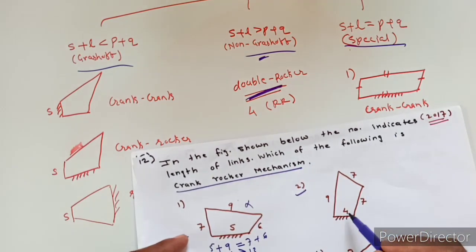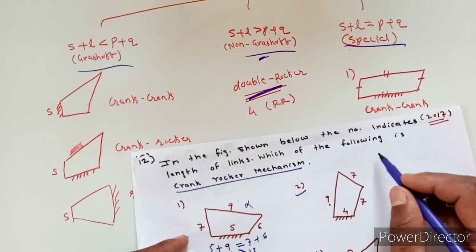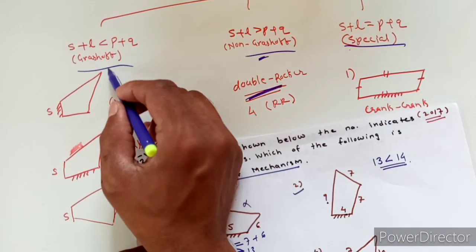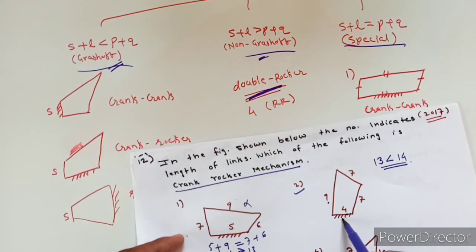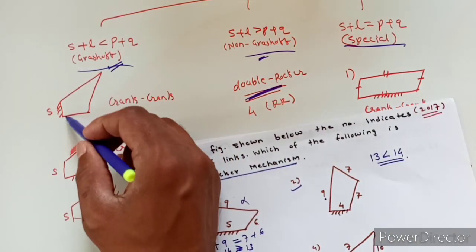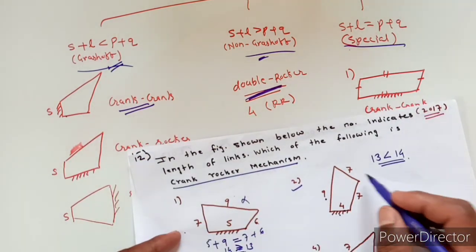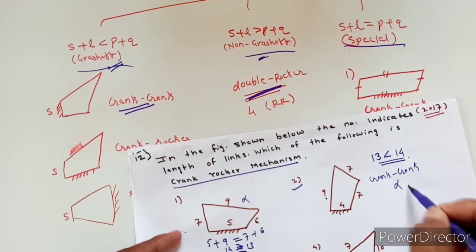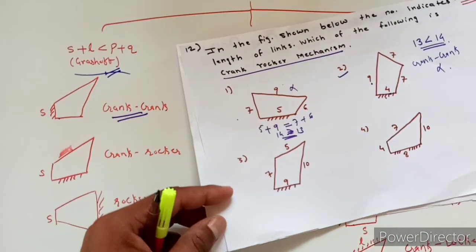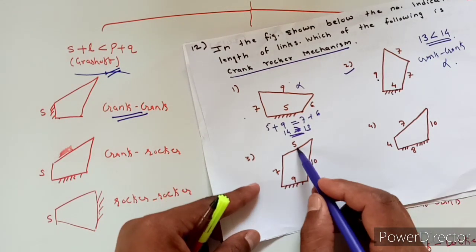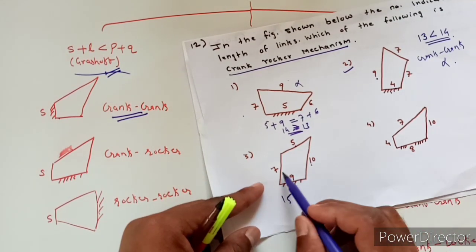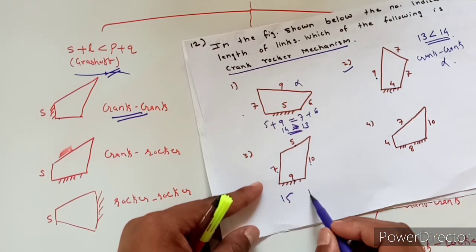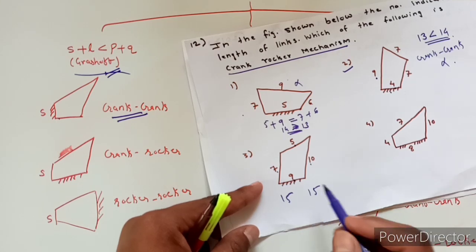Number 2, S plus L, 4 plus 9, 13, and 7 plus 7, 14. So S plus L is less than P plus Q. This is a Grashofian linkage. And the shortest link is fixed. So in a Grashofian linkage, when we fix the shortest link, we get a double crank mechanism. So this is double crank, not crank rocker. So this is not our answer. Number 3, yes, 5 plus L, 15, and 7 plus 9, 15, so 16, no?